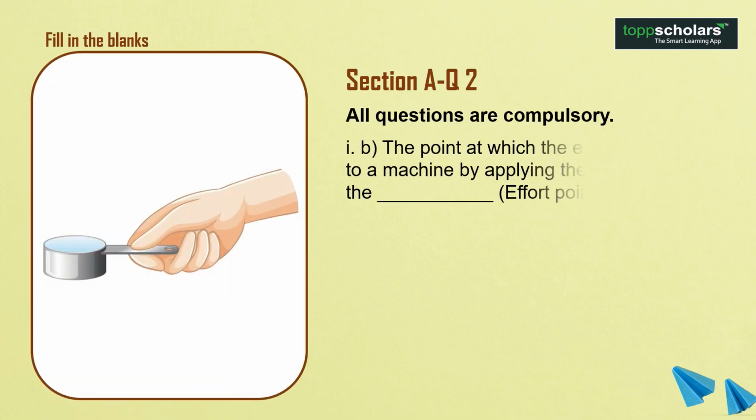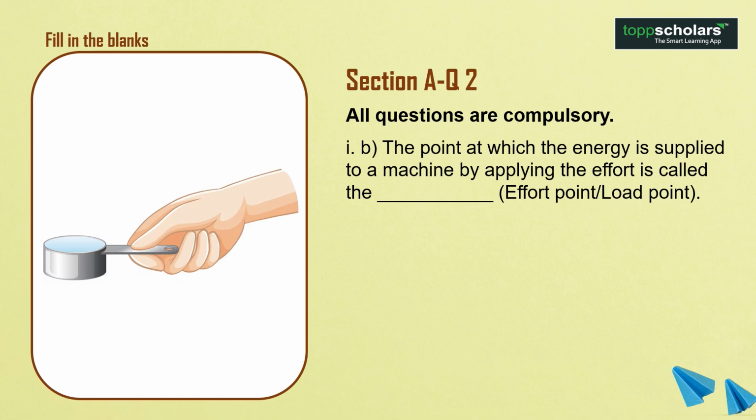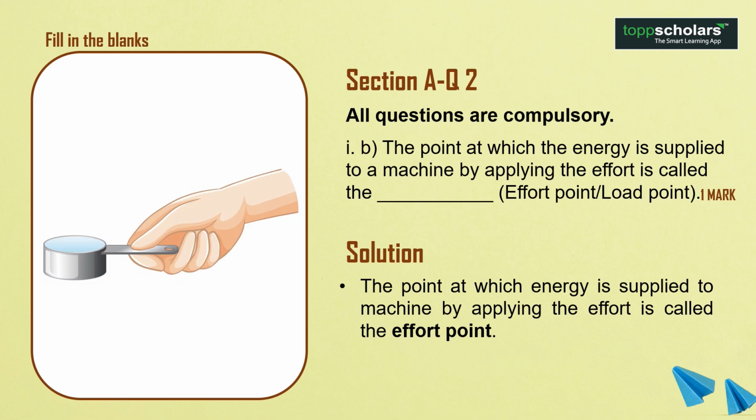Let's have a look at the second question. It says, the point at which the energy is supplied to a machine by applying the effort is called the effort point or the load point. So we have to choose correctly. This is again 1 marker. So the point at which energy is supplied to machine by applying the effort is called as the effort point.